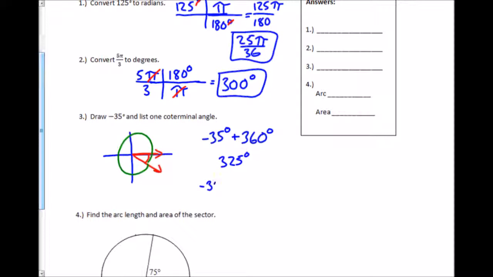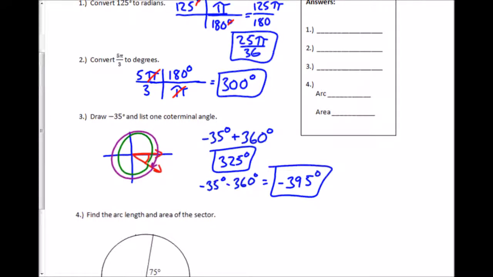That would be one option. I could also do negative 35 degrees minus 360 degrees. And essentially, that's going to take me back around the circle going this way and back to that same angle. Okay? So whether I add or subtract, it's still going to give me a different way to express a coterminal angle. That would give me a coterminal angle of negative 395 degrees. Okay, so any one of these would work, and I could add another 360 to either one of these or subtract another 360, and that gives me another coterminal angle. So there's plenty to choose from here.